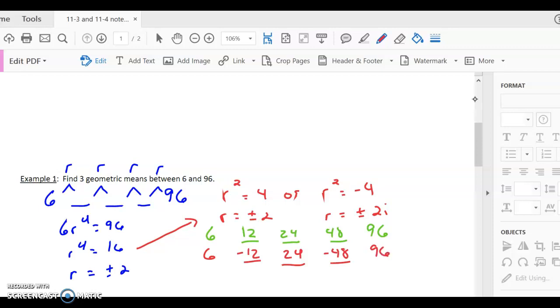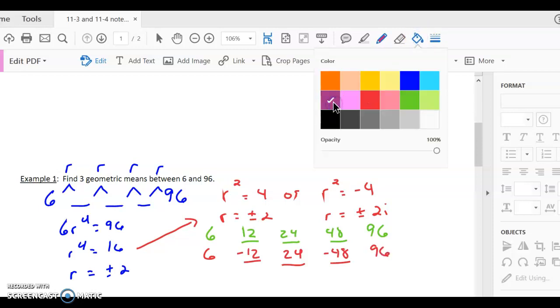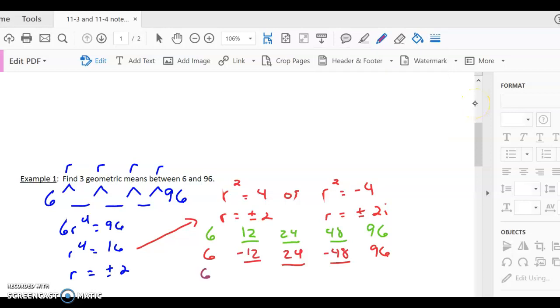But if we use the imaginary cases, we could start off with 6, and we could multiply by 2i, so that would be 12i. We could multiply by another 2i, that would give us negative 24. We could multiply by another 2i, that would give us negative 48i. And another 2i would give us 96, because remember, i squared is equal to negative 1. So I'm using that fact to get those numbers.